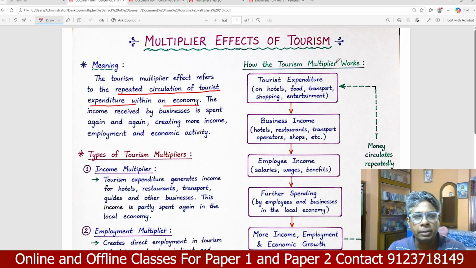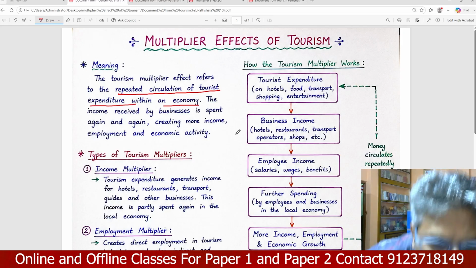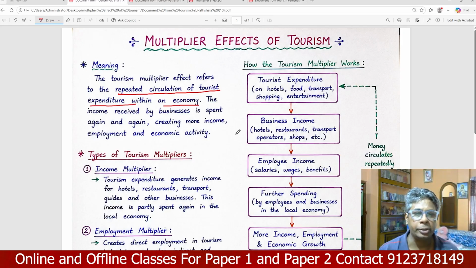Now come to the concept of the multiplier effect of tourism. What is the multiplier effect of tourism? The tourism multiplier effect refers to the repeated circulation of tourist expenditure within an economy. This point is very important: repeated circulation of tourist expenditure. The income received from a business is spent again and again, creating more income, employment and economic activities.